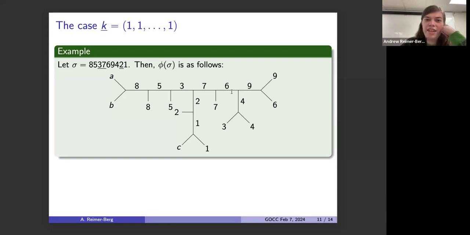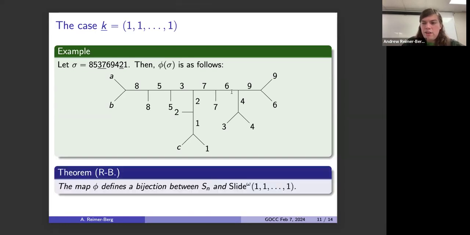And so again, I'm sort of cheating here where I'm building the tree by the edges and not the leaf labels. The tricky part of the proof is that in this case, building the edges this way will have a unique way of recreating leaf labels so that doing the slide algorithm gives us the corresponding tree. So I was able to prove this map I've described here does give us a bijection between S_n and slide omega 1, 1, 1, 1, 1, 1. Any questions here about this?